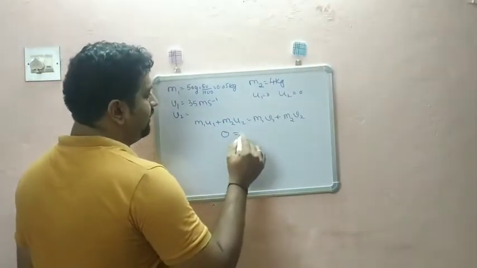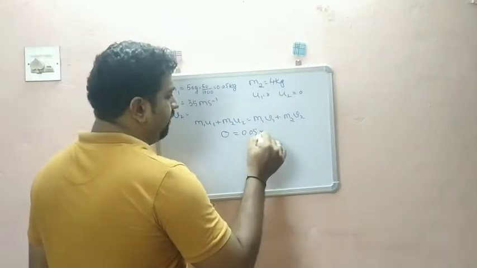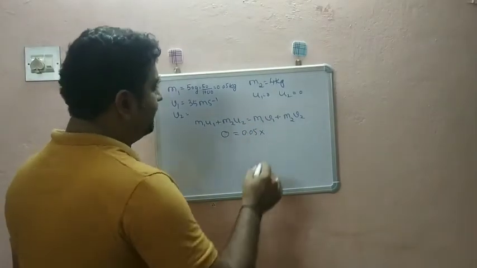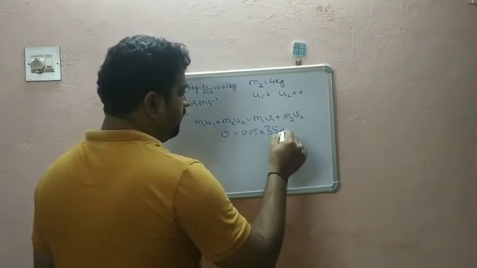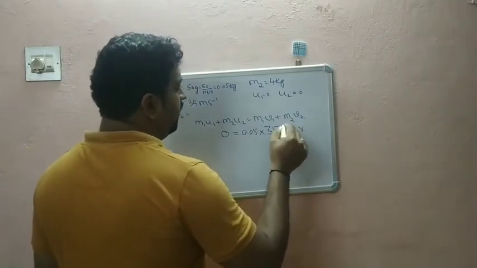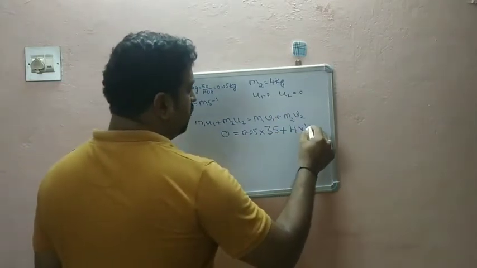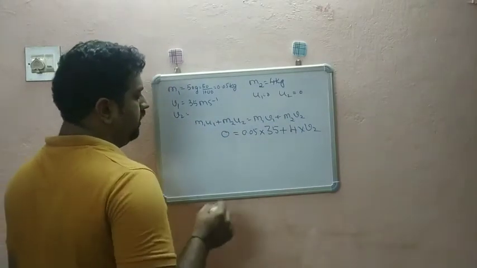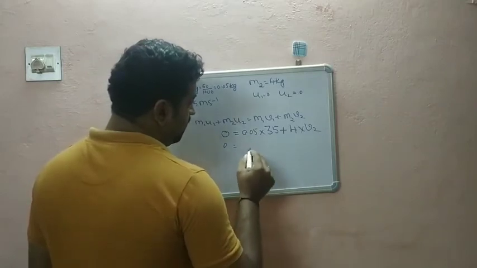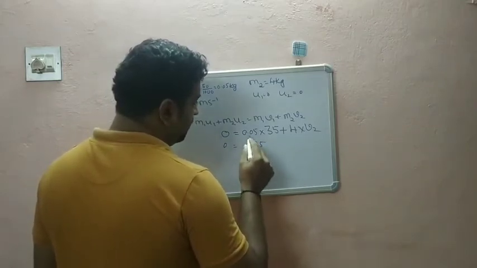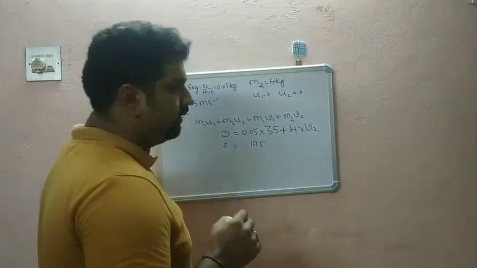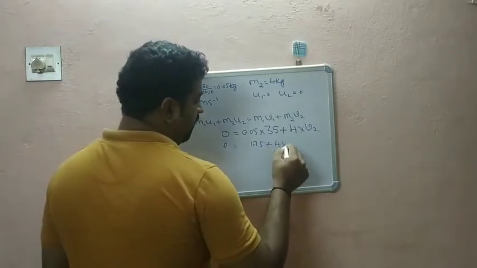Just put the value for M1. M1 is how much? 0.05, into V1. V1 is 35, right? M2 is how much? M2 is 4 kg and V2 is what we have to find out, that's the recoil velocity. Okay, now when you multiply, what happens? 0.05 and 35. So 35 fives are 175. So 175 means two decimal points are there, so put 1.75. So calculation you need to do it, remember that, plus 4 V2.